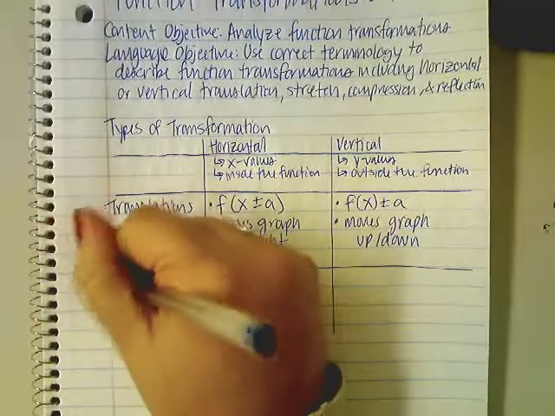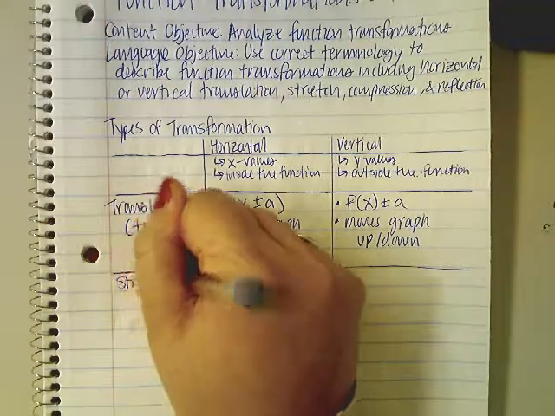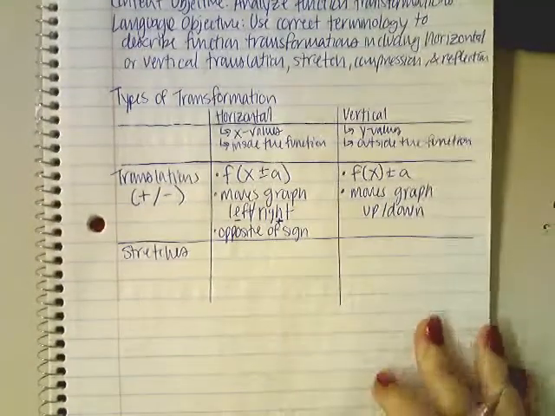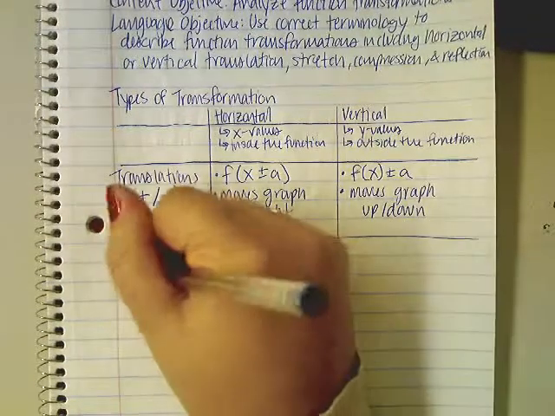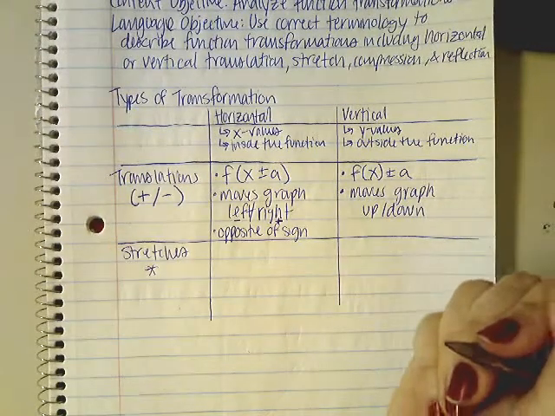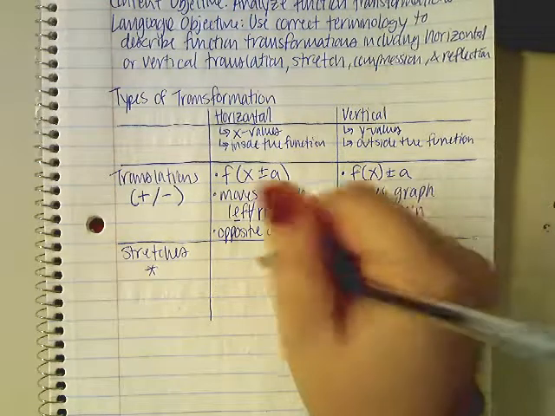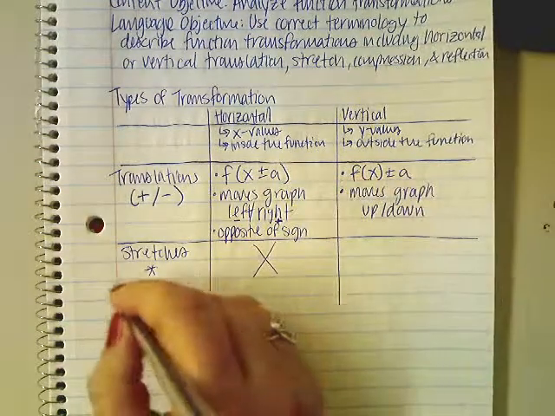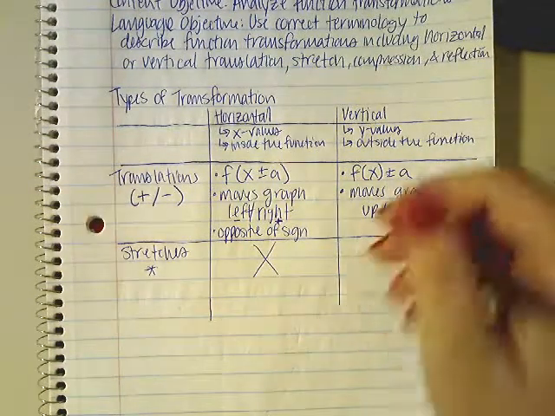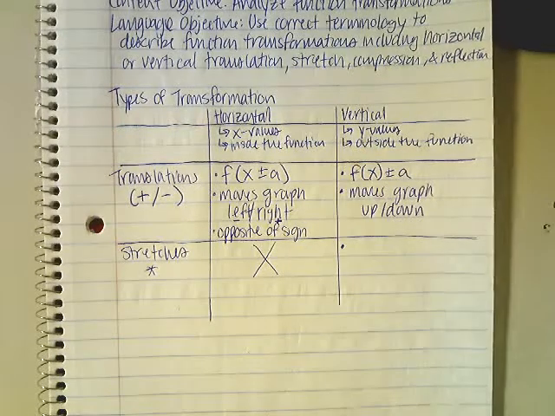We then have stretches and compressions. And I'm going to do these as 2 separate transformations, so they're very similar. So stretches are when you're multiplying by a number. There are horizontal stretches, but we're not going to learn them in this class. I can talk about that some other time.